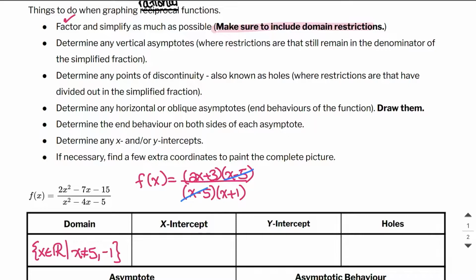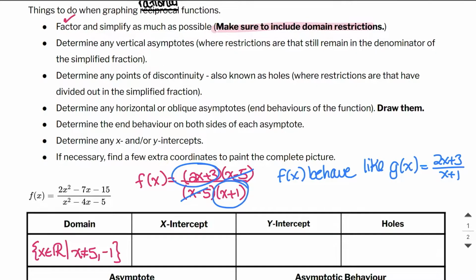So I can say that f of x will behave like g of x, which is (2x plus 3) over (x plus 1). Where did I get this? Well, there's a 2x plus 3 left over and an x plus 1 left over. Now, it behaves like it, but there is one thing that's different about g of x versus f of x, and we'll talk about that when we get to it, okay? All right, cool. So I factored and I've simplified as much as possible.